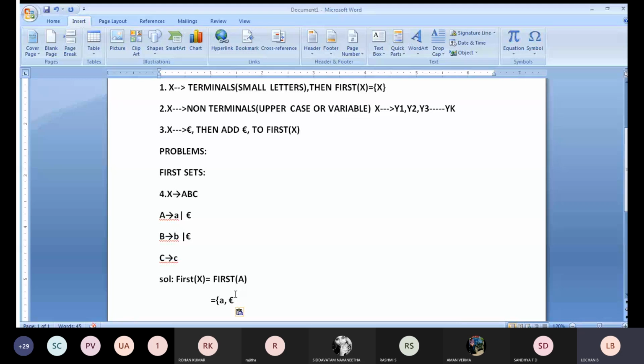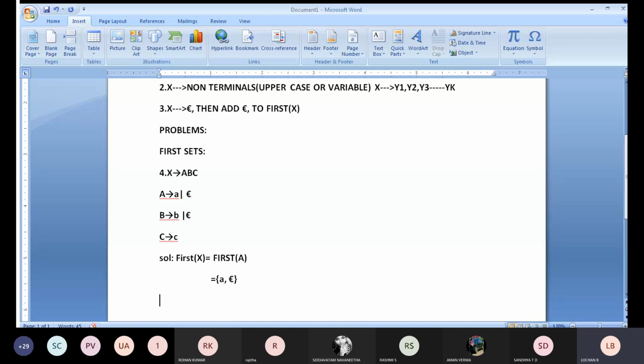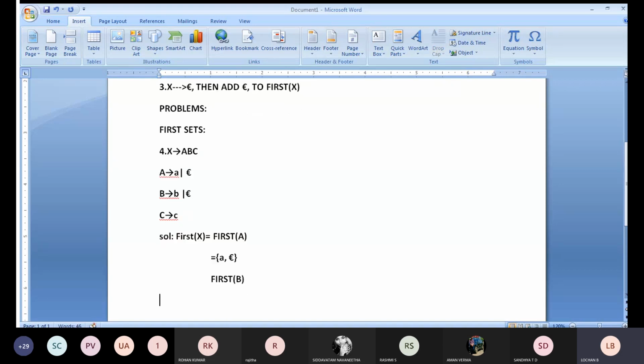Since epsilon is there, we can't stop here; we need to continue the production, so in the epsilon part we calculate first of B. Concentrate on the terminal part: which terminals do you get in B? B comma epsilon, sir. Yes, B comma epsilon. So again I can't stop, because epsilon is there; we need to continue the production with the C part also.